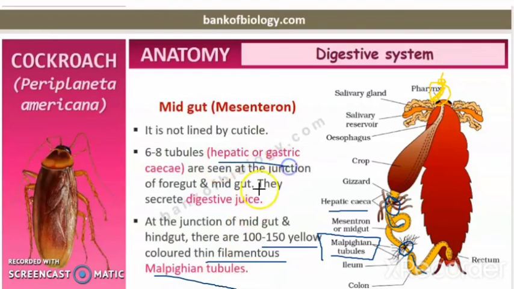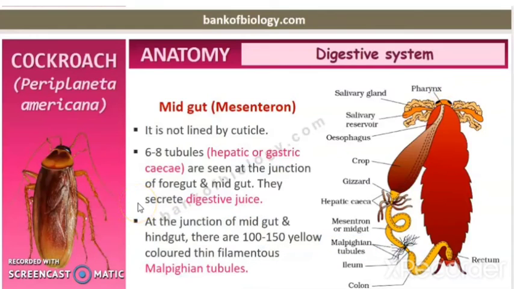So hepatic caecae is the part where the digestive juices are secreted, and at the junction of the midgut and hindgut there are thin filamentous yellow colored tubules which are called the Malpighian tubules. Now, what is the function of this Malpighian tubule? They help in the removal of the excretory substances, that is, excretory products from the hemolymph. What is this hemolymph? Hemolymph is nothing but the blood part of the cockroach. So from that hemolymph, they help in removal of the excretory products, right? So this is about the midgut.